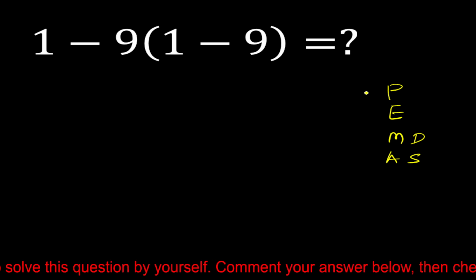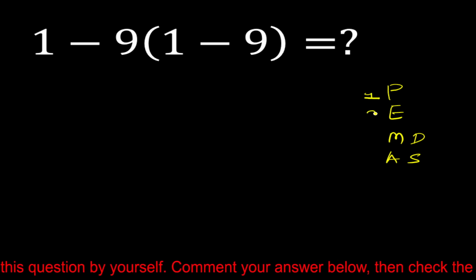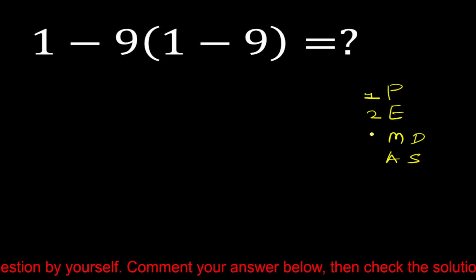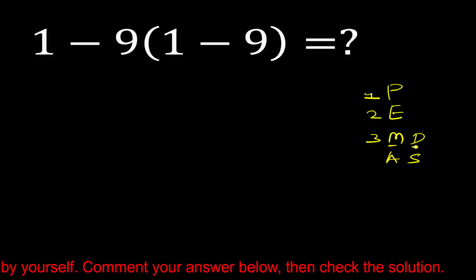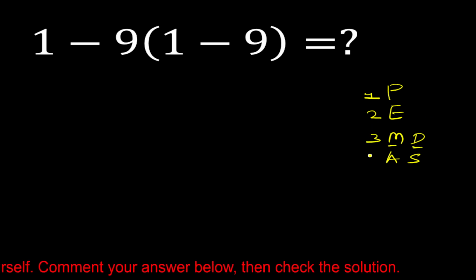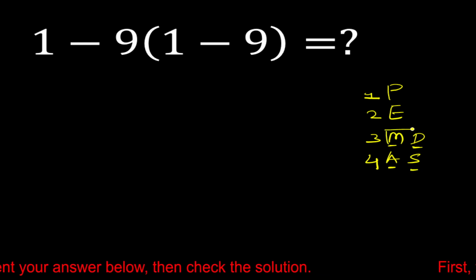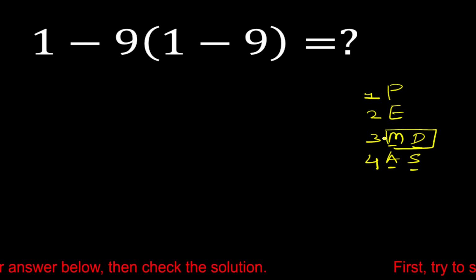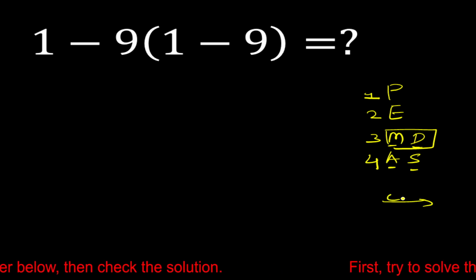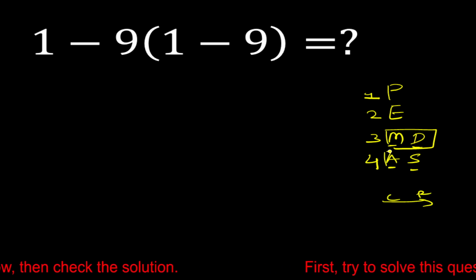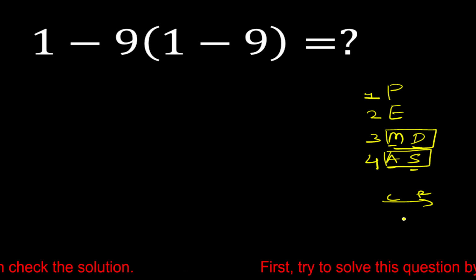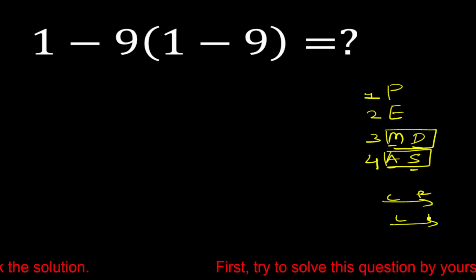According to the PEMDAS rule, first priority is parenthesis, second priority is exponents, third priority is multiplication and division, and fourth and last priority is addition and subtraction. Here multiplication and division both have equal priority, so we have to solve them from left to right. And also addition and subtraction both have equal priority, so we have to solve them from left to right.